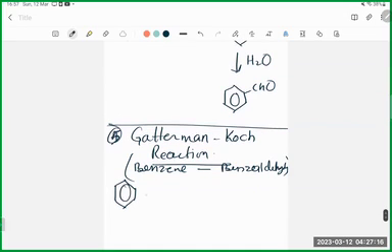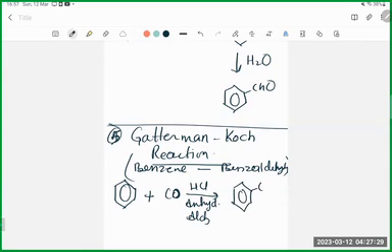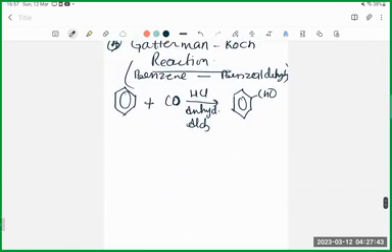So benzene is treated with carbon monoxide in the presence of hydrogen chloride and anhydrous aluminium chloride. This will produce benzaldehyde. That's all. This is called the Gatterman Koch reaction. Two scientists are there, Gatterman and Koch. So this is the Gatterman Koch reaction. Any doubt in the preparation of the aldehydes? No, ma'am.